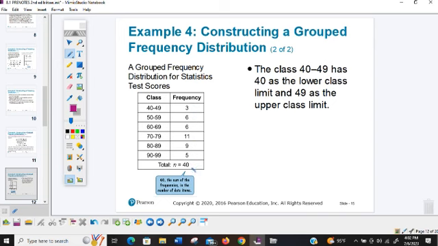Always add this up. It adds to 40. You had 40 pieces of data, so you know you didn't leave anything out. It's much easier to make conclusions once you have a chart and not just a bunch of random numbers.